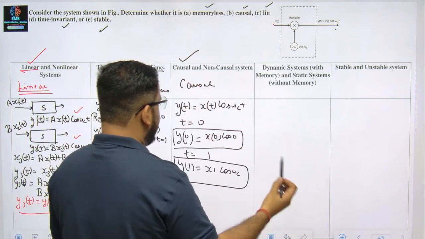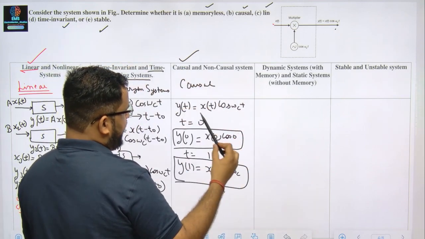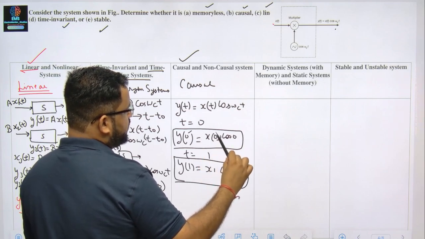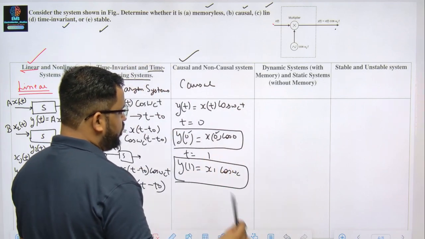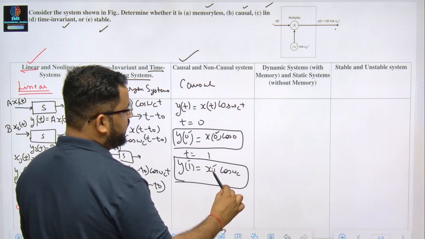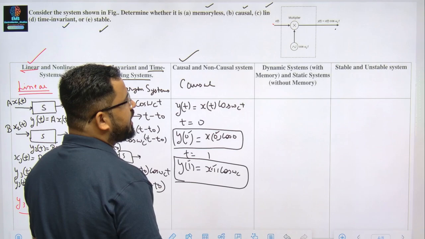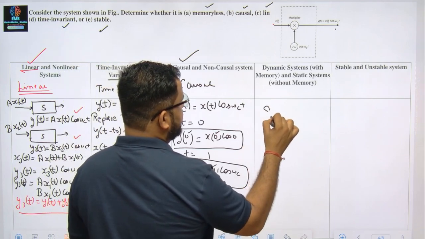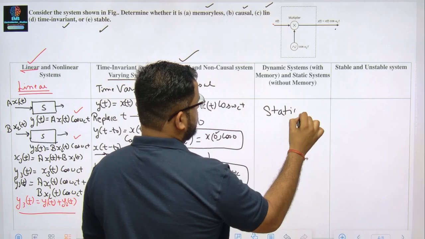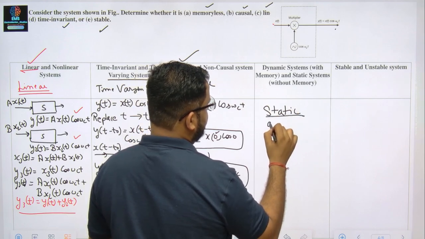Okay, moving ahead. Now, if you see, same way, if y(0) is dependent only on x(0), y(1) is dependent only on x(1), there is no past value as well. Hence, the system is static as well.